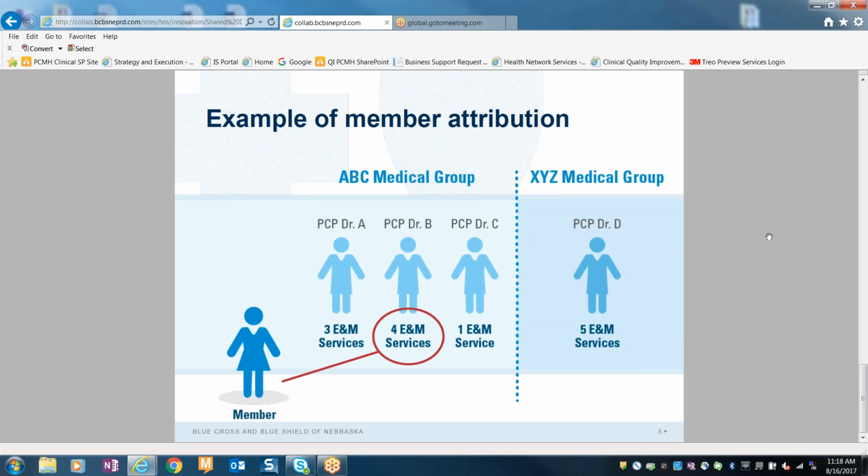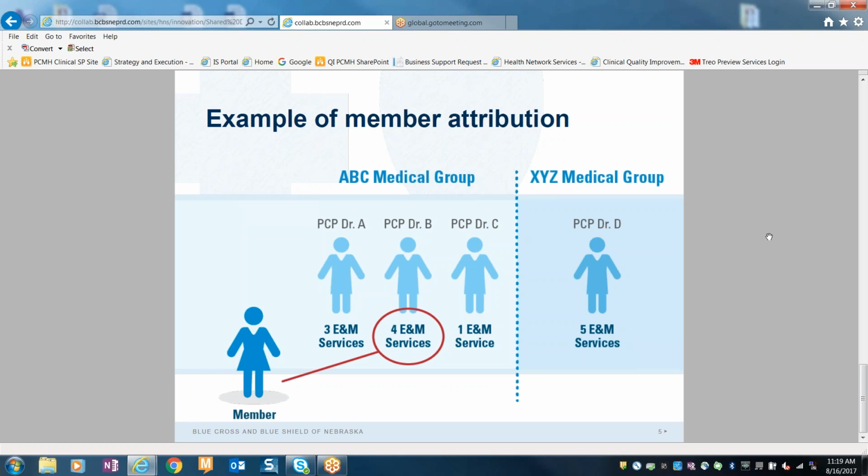However, that member would not be attributed to XYZ medical group. They would be attributed to ABC medical group because there have been a total of 8 E&M visits within that clinic within that same reporting period, within that same 12 months. So remember, we attribute to the clinic first and practitioner second. So the first pass through would say, okay, we're going to attribute this member to ABC medical group because they have what we call the plurality of visits within the last 12 months.